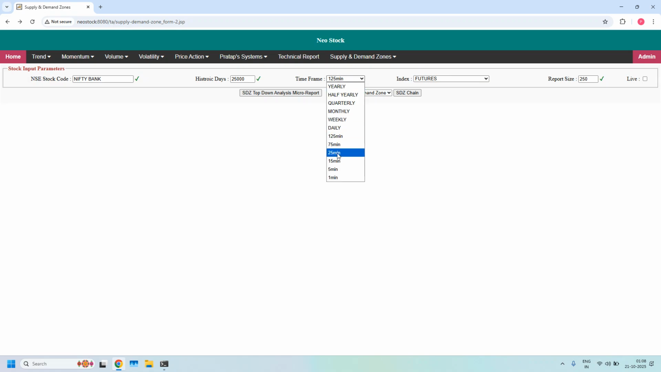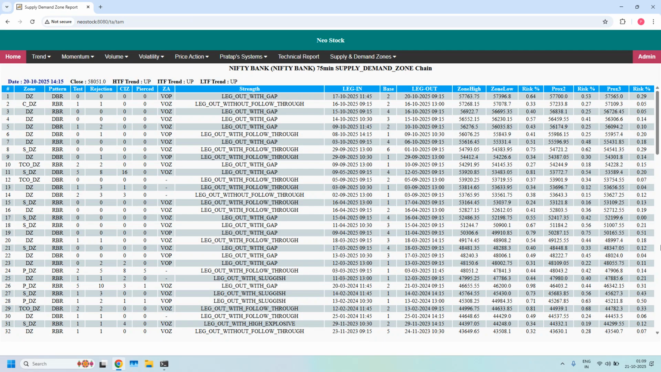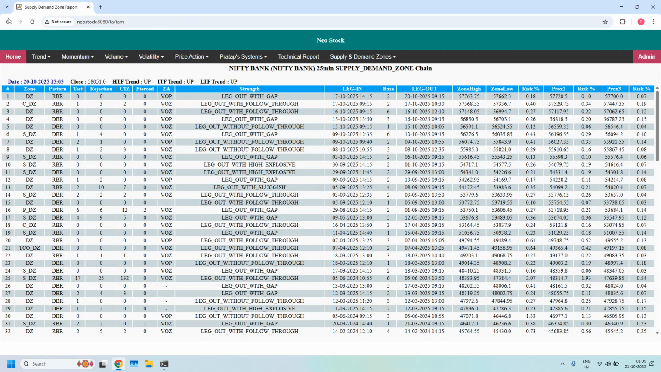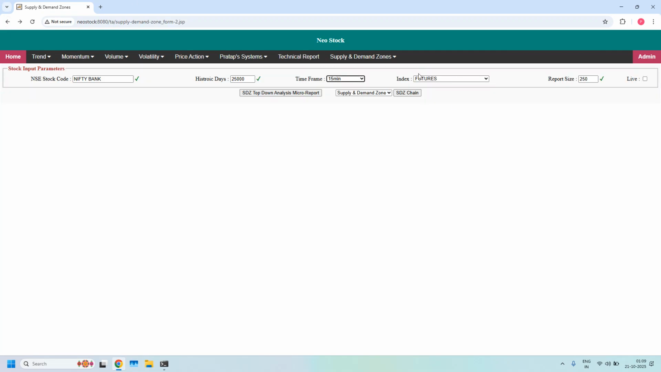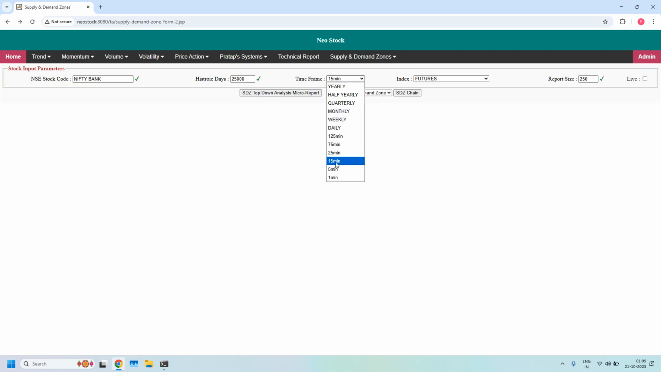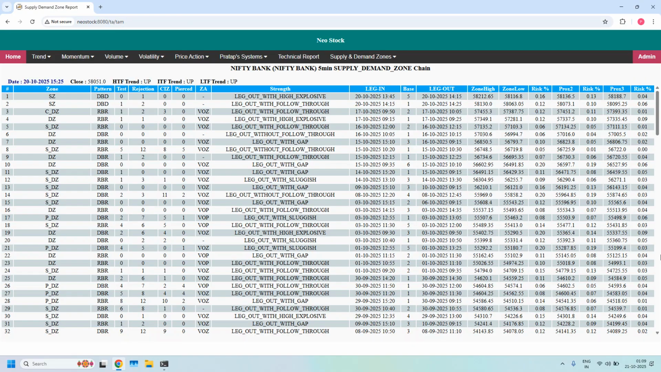Next, generating 75 minute supply demand zone chain for BANKNIFTY. Next, generating 25 minute supply demand zone chain for BANKNIFTY. Next, generating 15 minute supply demand zone chain for BANKNIFTY. Next, generating 5 minute supply demand zone chain for BANKNIFTY. So completed BANKNIFTY supply demand zone chain report.